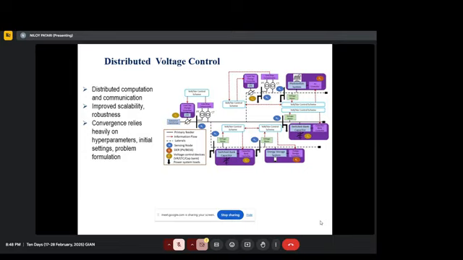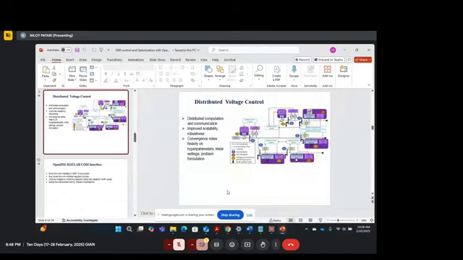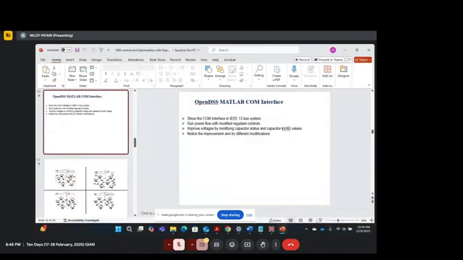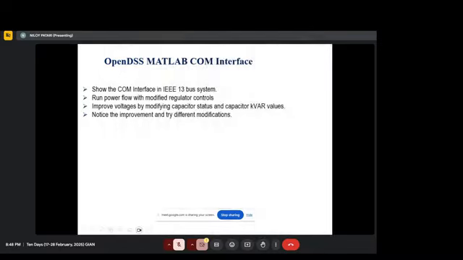Okay, so I have about 10 minutes, so I'll jump to the OpenDSS MATLAB COM interface. Why this is important: OpenDSS has the whole power system model, so you have the whole distribution feeder model in OpenDSS. Now suppose you want to code an optimization approach on your own, in a centralized, local, or distributed way, right?